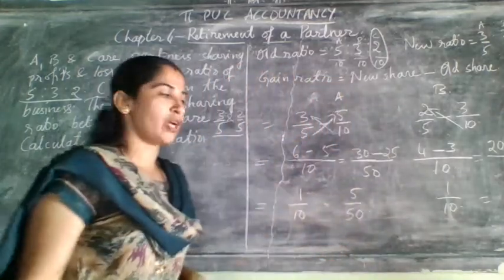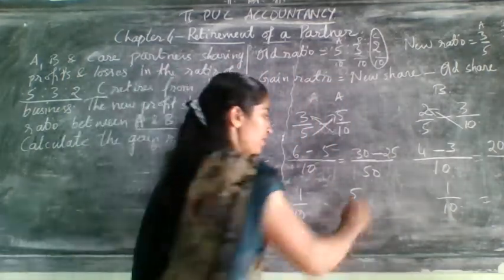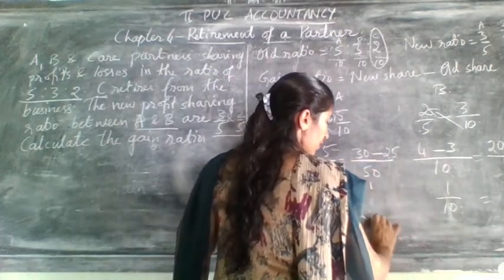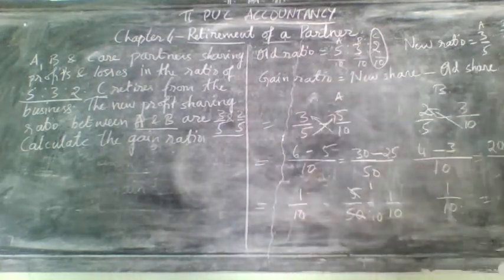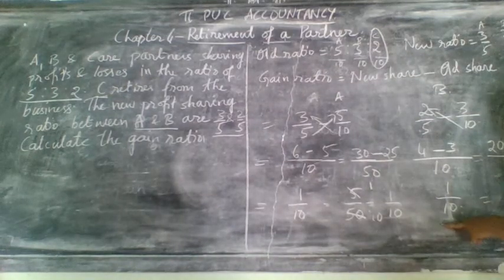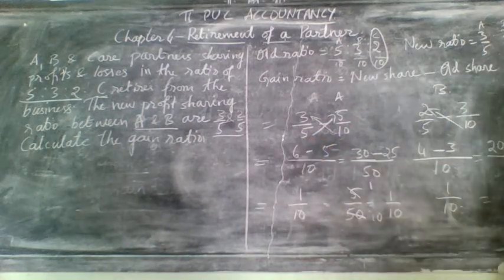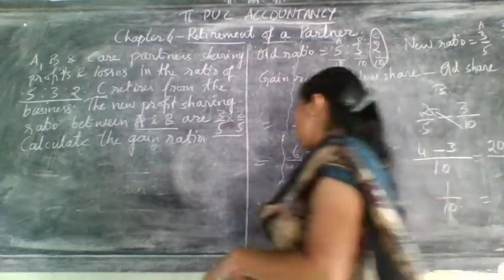When it comes 5 by 50, both can be divisible by one number, that is 5. Do the simplification, write it in simplified form. 5 ones are 5, 5 tens are 50, that is 1 by 10. Here also 5 ones are 5, 5 tens are 50. You got this only. So if you follow the first method, this is the simplified form. If you do this one, again you need to do the simplification.